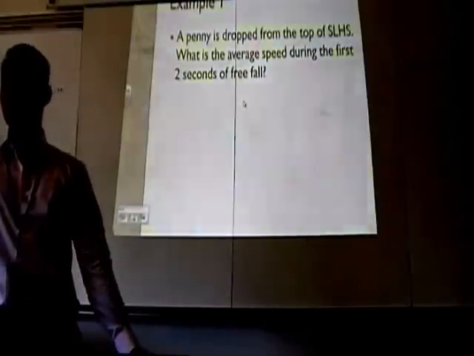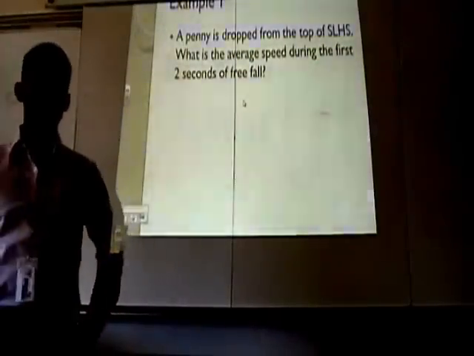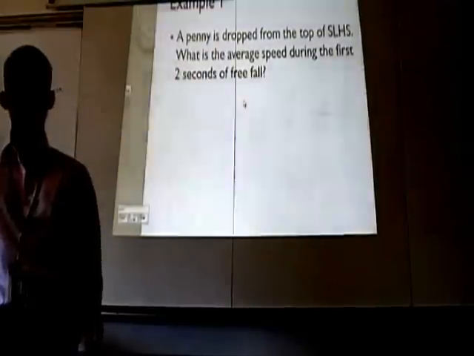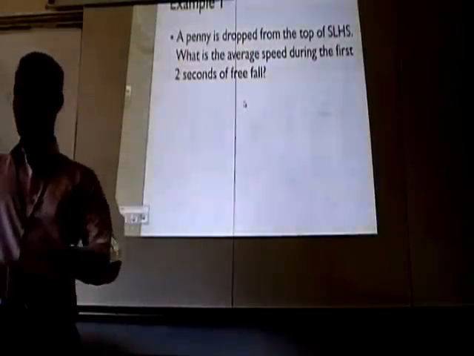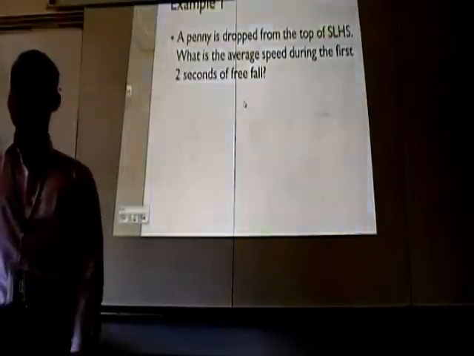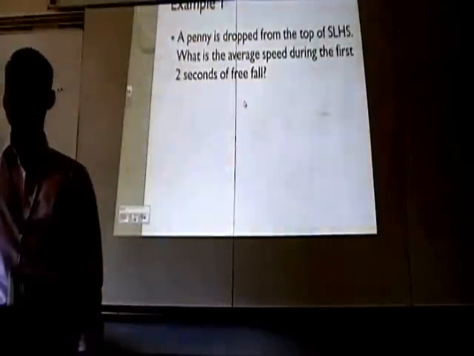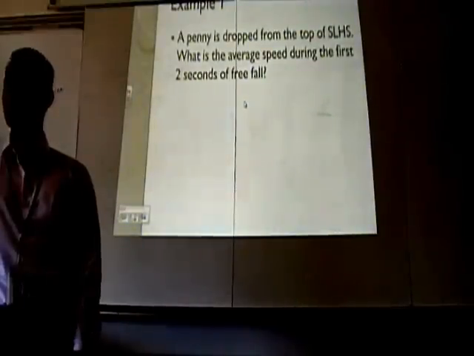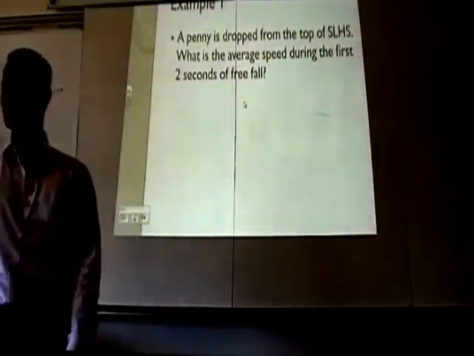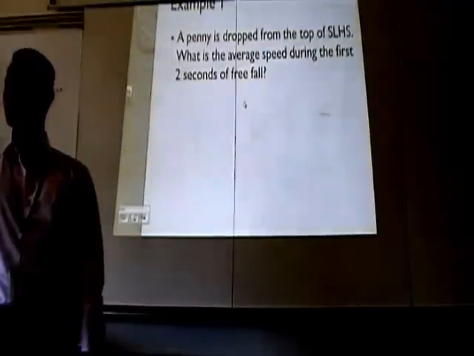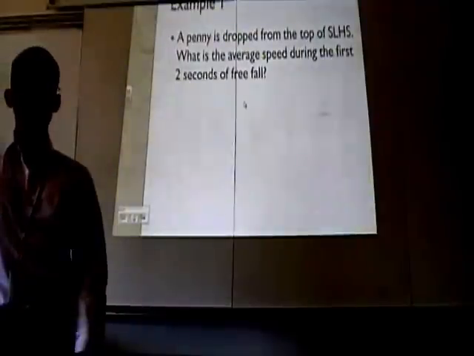So generally speaking, how do you figure out average speed? Distance over time. Yeah, it's the total distance divided by total time. Total time is 2 seconds, because the question is saying during the first 2 seconds of free fall. The total time is 2 seconds.